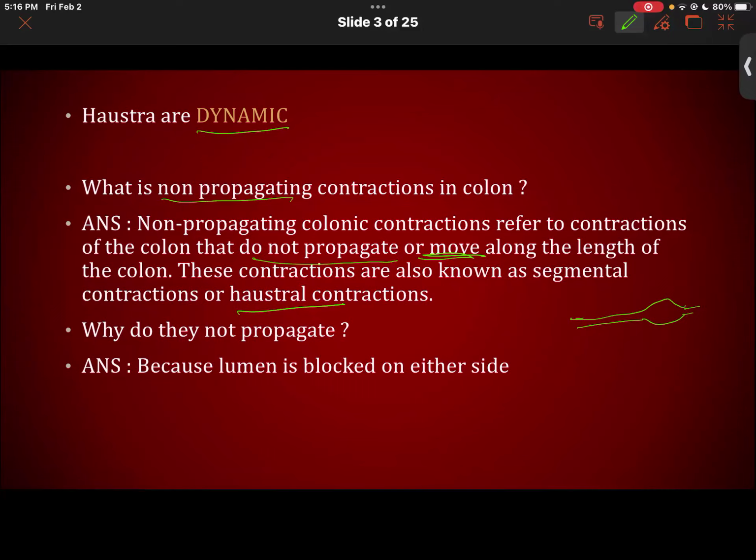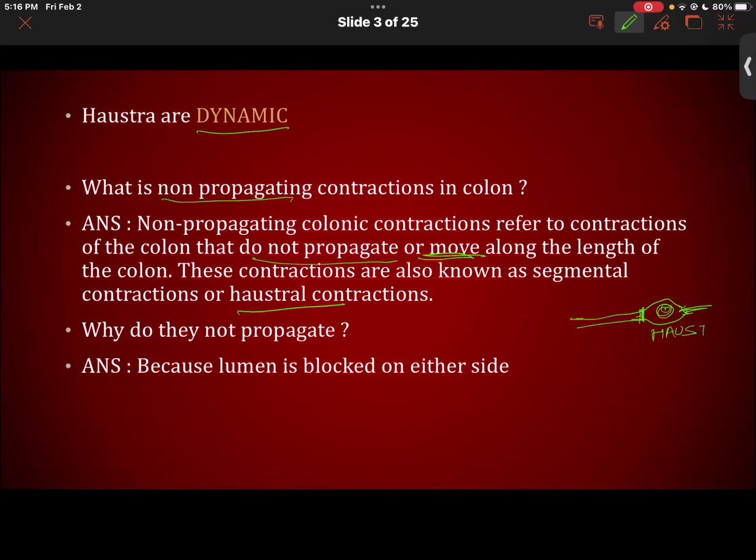And why do they not propagate? So in non-propagating colonic contractions, why is there no propagation? Because the lumen is blocked on either side. So there's contraction over here, which means it can't move backwards. And there's contraction over here, which means it can't move forward. So all it can do is be mixed up in this haustrum.